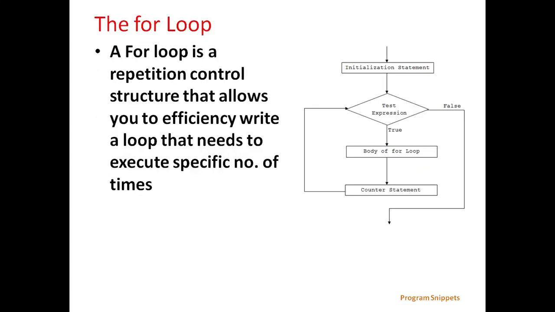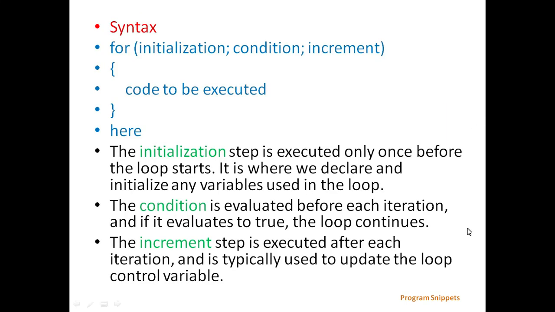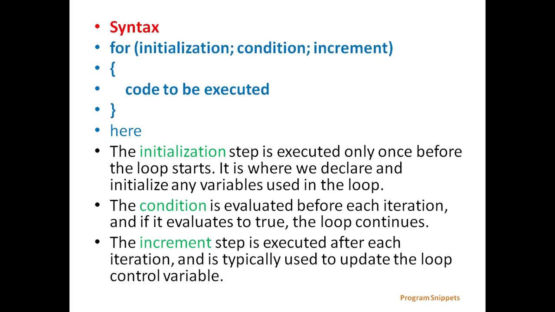Next is the for loop. The for loop is a repetition control structure that allows the user to efficiently write a loop that needs to be executed a specific number of times. Here first the value is initialized, then the test expression is checked. If it is true, the body of the for loop is executed, then the counter statement is executed, and again the test expression is checked, and when the expression is false, it will exit from the for loop. General syntax is for initialization, condition, increment, and inside the loop the code to be executed.